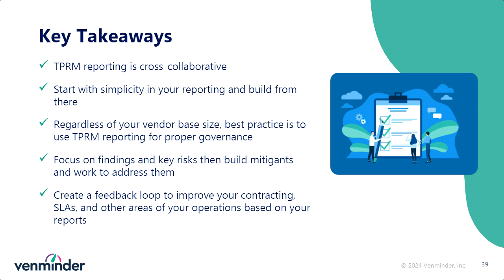And then you'll want to focus on the findings and key risks, then build mitigants and work to address them. So again, streamlining presentations and executive summaries are critical here. And then finally, you'll want to create a feedback loop to improve your contracting, your SLA process with your vendors, and other areas of your operation based upon your reports. So this is the so what. So you did all your reporting, now what do you do? So you have to make sure you effectuate contractual language changes and begin to enforce different parts of your program findings with your vendor relationships so that it ultimately helps mitigate risk to your business.